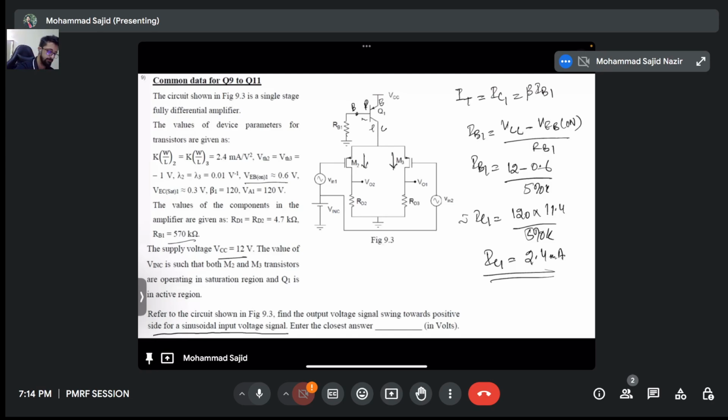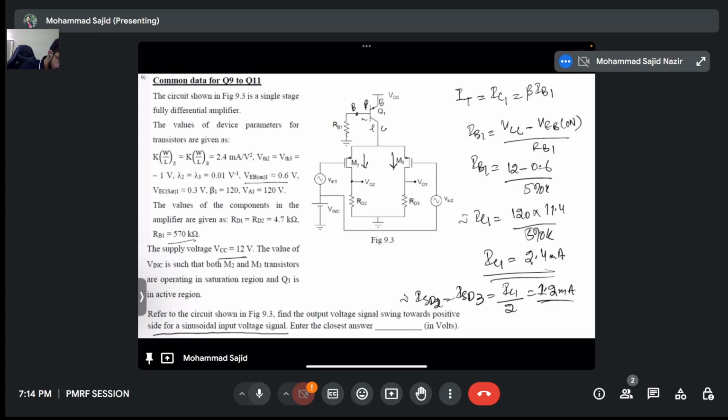Now we know the transistor current, so we can have two values of IC going through the DC values. Therefore, ISD2, this is ISD3, is equivalent to IC by 2, which is equal to 1.2 milliampere. So this is the amount of current that is flowing through this transistor.